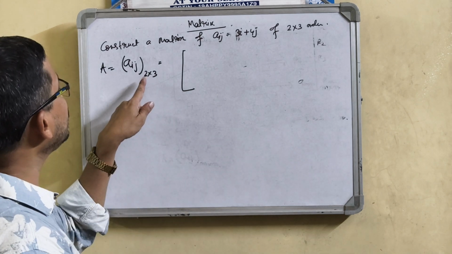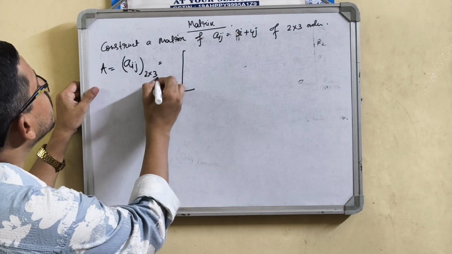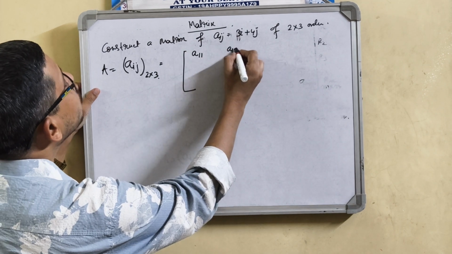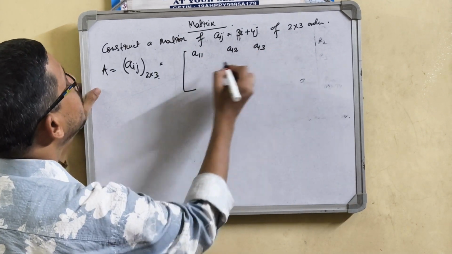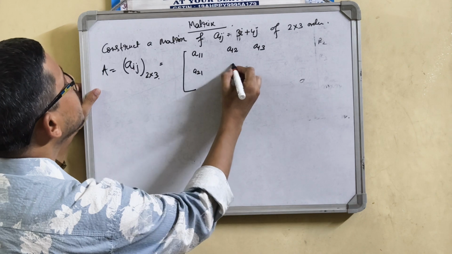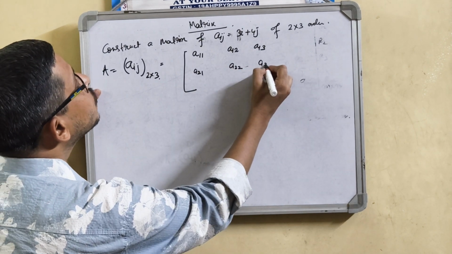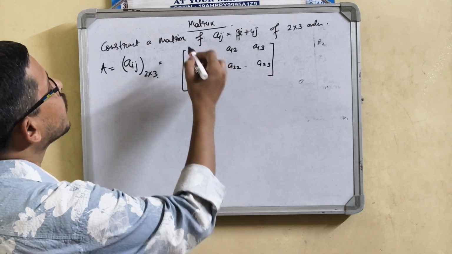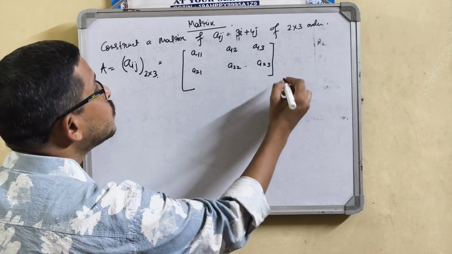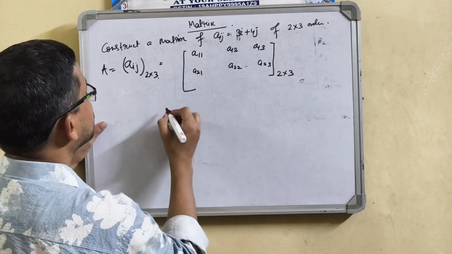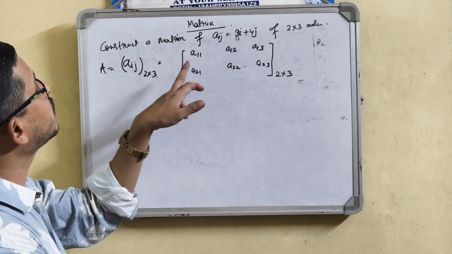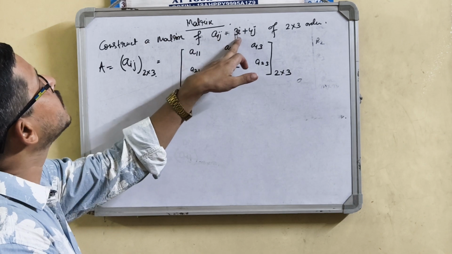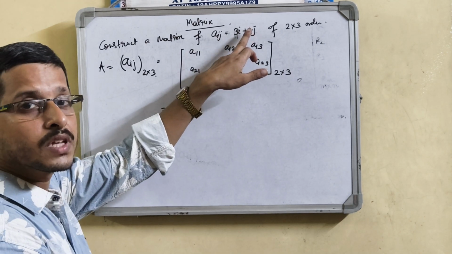How many rows are there? 2. And how many columns are there? 3. So the entries will be A11, A12, A13, A21, A22, A23. The number of rows here is 2 and the number of columns is 3. This is a 2 by 3 matrix. Then we have to find all the members A11, A12, A13 according to the definition aij equal to 3i plus 4j.